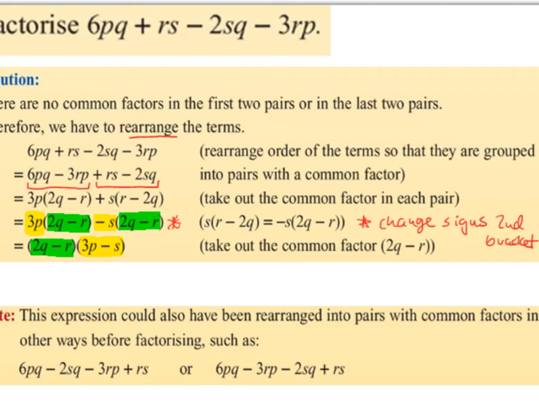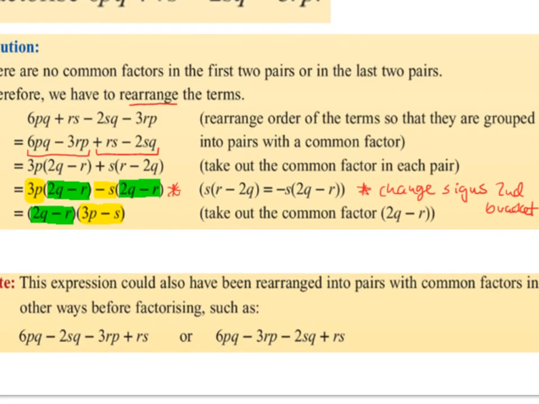Now our brackets match. So 2q minus r is going to be one of our factors. We bring down the 3p and the minus s, and that's our other factor. So this is our actual answer. We were asked to factorize, and here we are. But we can multiply this out, and we should get back to the start.